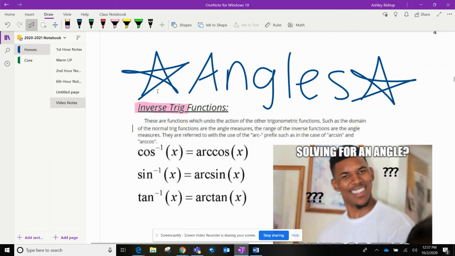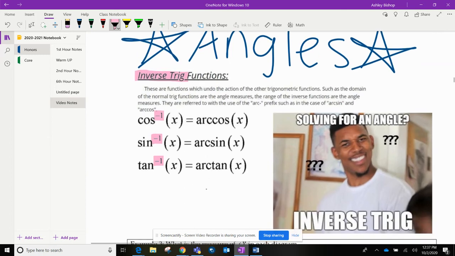We can apply that same concept here. We can do cosine inverse. So this little -1 here means something. It's going to be an entirely different button on our calculator. Sine to the -1 and tangent to the -1. And you don't really say to the -1. We call them arc cosine, arc sine, and arc tangent.